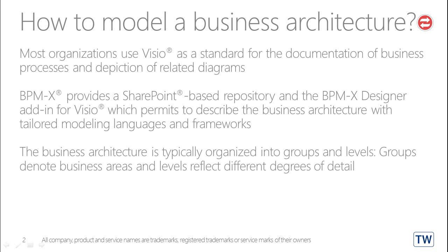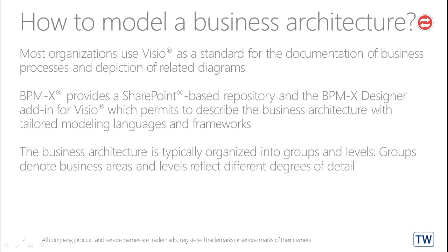The business architecture is typically organized into groups and levels. Groups denote business areas, and levels reflect different degrees of detail. On a high level, you'll mostly encounter a so-called process landscape, providing a bird's-eye view of the business and its building blocks. Such blocks could be related to management processes, core processes, and supporting processes.